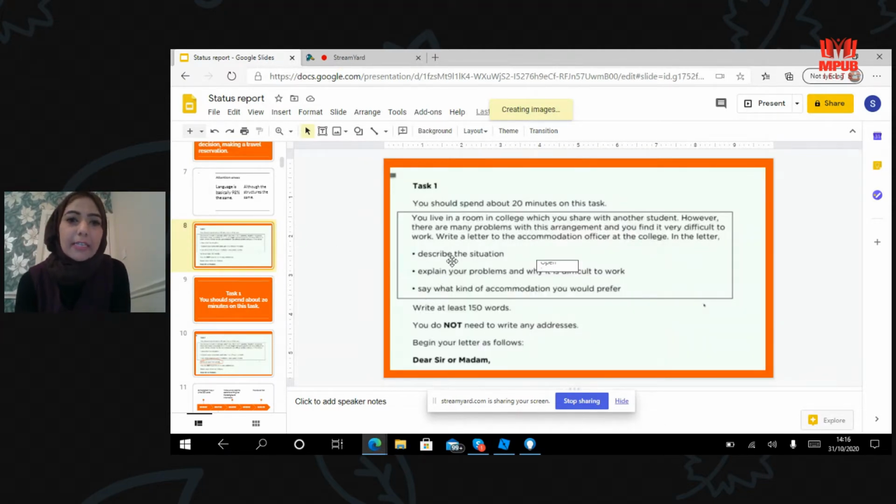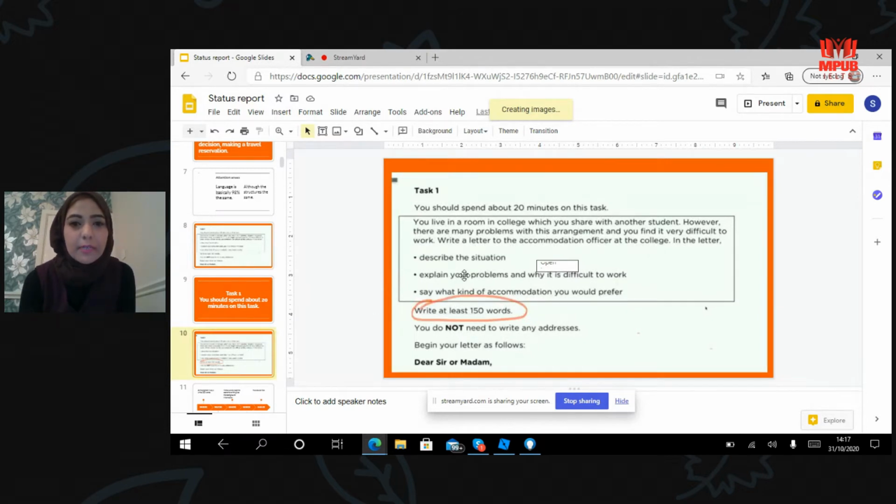So if you have a look at the task, it's very much the same as we discussed for the informal letters. So this would be the task 1. It depends on the day which one you get. You might get formal, informal, or semi-informal. As I showed you, straight away you scan it and you see that it says write at least 150 words.